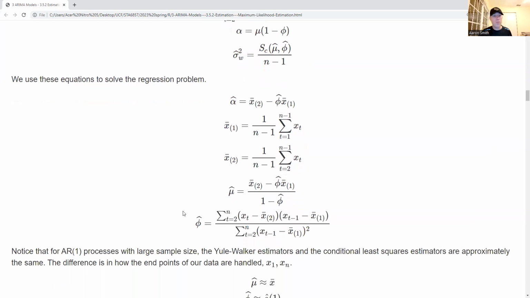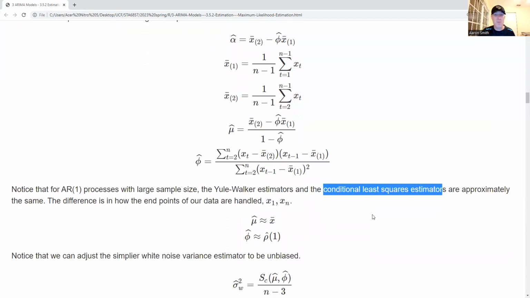All right, so if I take a good hard look at this, and I compare it to the Yule-Walker estimators and the conditional least squares estimators, they're going to be approximately the same. The difference is how our endpoints are handled. Really, that's the true difference in what's going on. But my actual estimated values will be about the same.